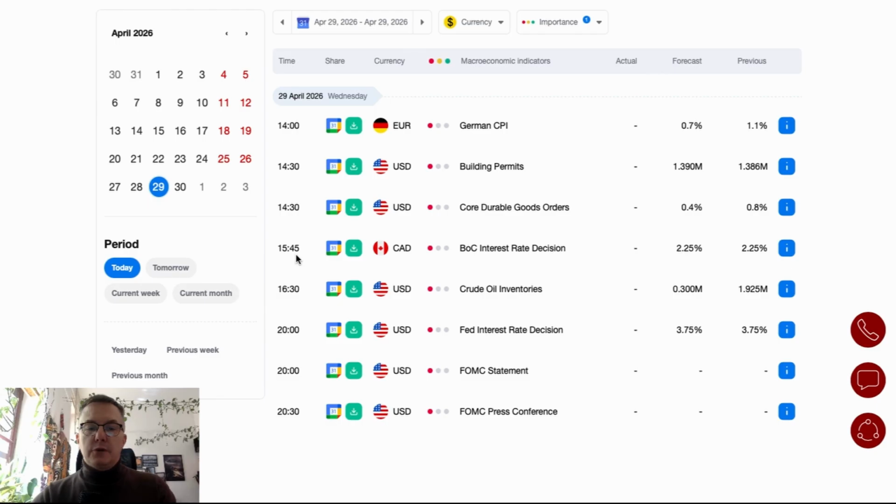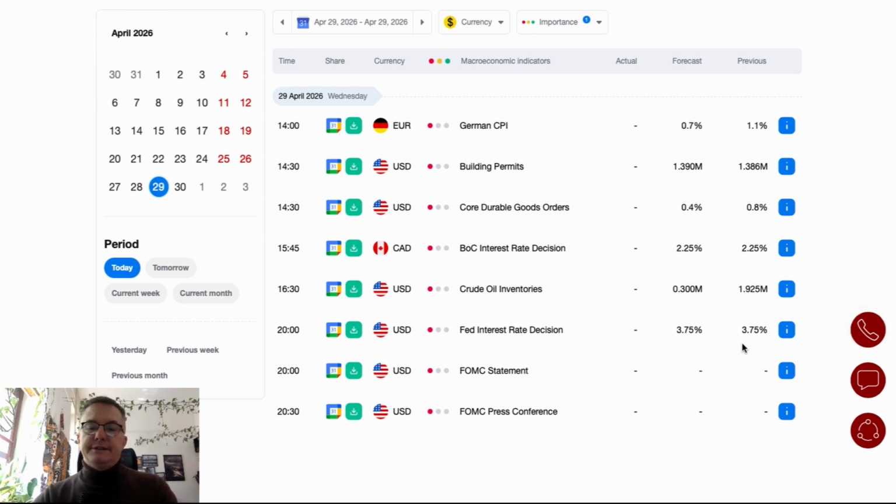Quarter to 4 o'clock, we got Canadian data in form of the Bank of Canada interest rate decision. The market participants expect the Bank of Canada to hold the interest rate at the level of 2.25. Crude oil inventories are scheduled for release at 4:30, and the major event of the day, that's why people have been waiting for this day, we got the Fed interest rate decision, FOMC statement, and FOMC press conference. As you can see, the market participants expect the Fed to keep the interest rate at the level of 3.75%. So please be prepared for very important data release later on today and an increase in volatility.